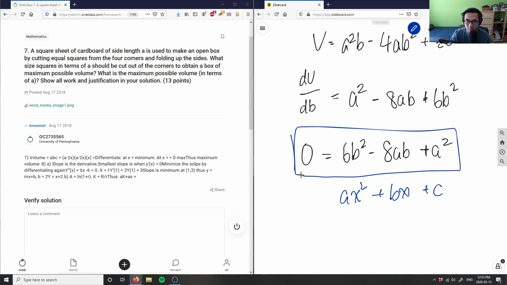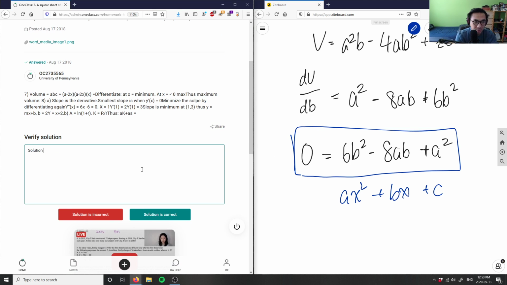But this here is what I would be given if I were to set the derivative and take the derivative in terms of dv over db to get me this formula here. And I set it to 0 to maximize the volume again. So again, another differentiation problem. So I'm going to say the solution is incomplete here.